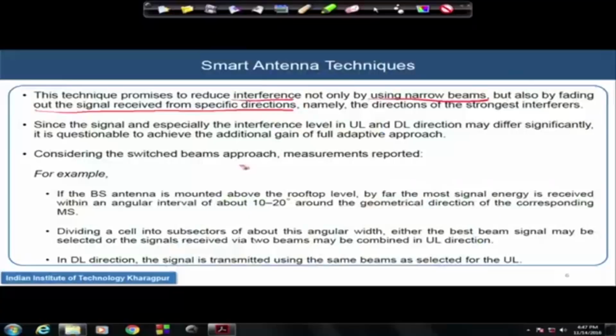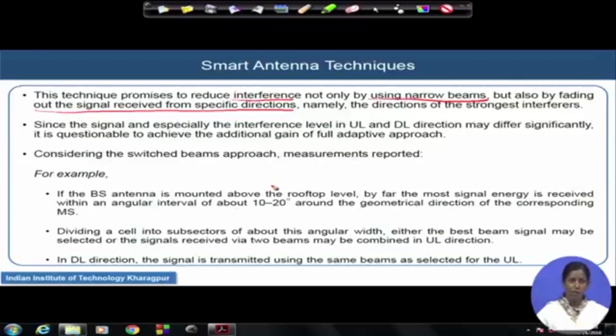Since the interference level in the uplink as well as in the downlink have totally different kinds of interference patterns, this technique is questionable for achieving the additional gain with the fully adaptive algorithms. That is why the fully adaptive algorithms are not so popular in practice.